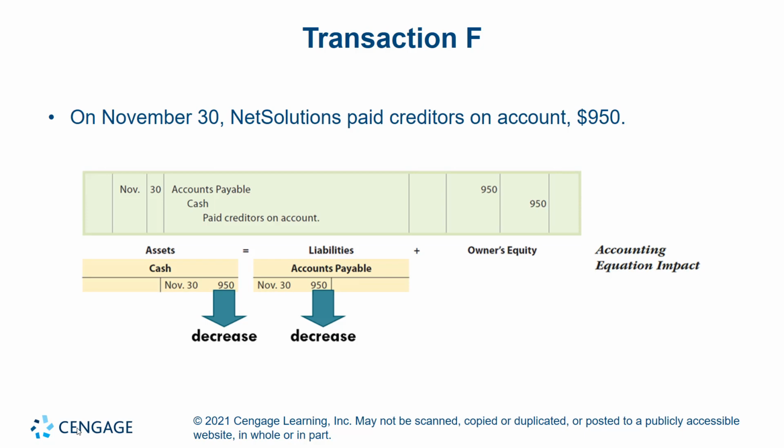But now we want to reduce that liability, so we debit to offset the earlier credit. Because it was on account, we know accounts payable is the account that we need to use and record for the payoff of creditors on account. And again, accounts payable is a liability account. We are decreasing this liability, so we want to record the debit of accounts payable.